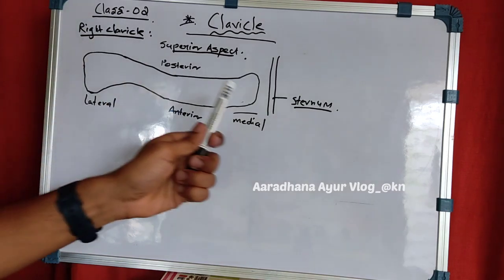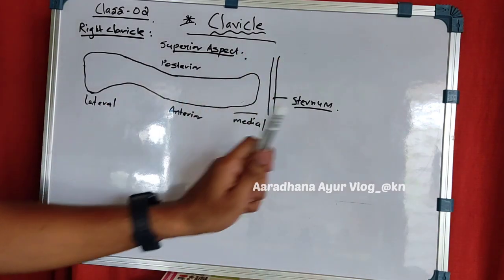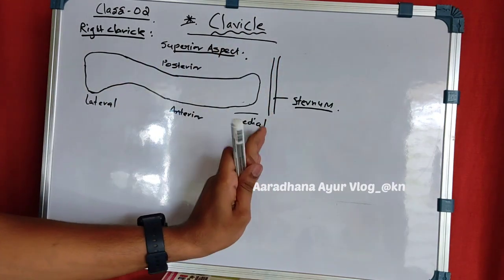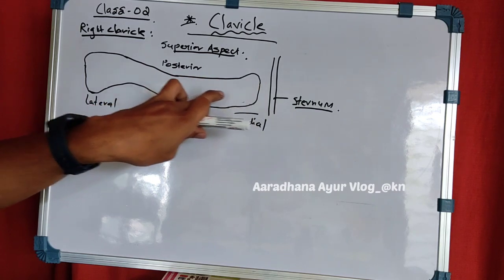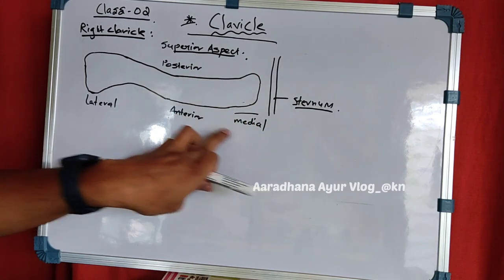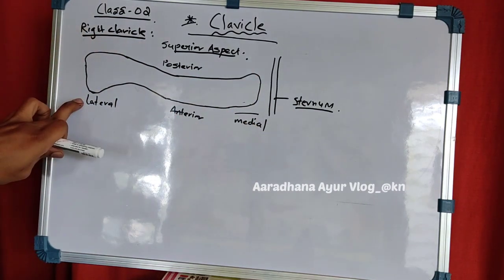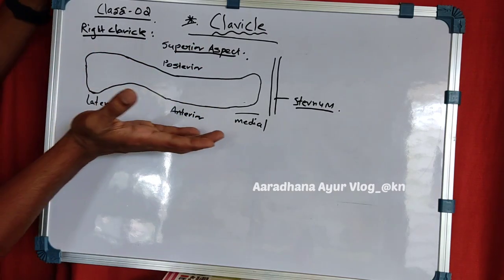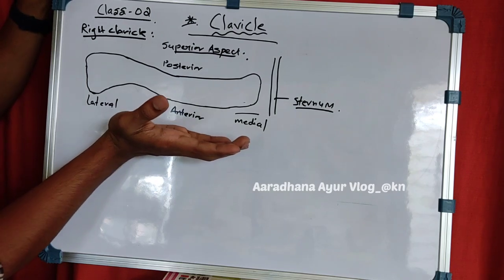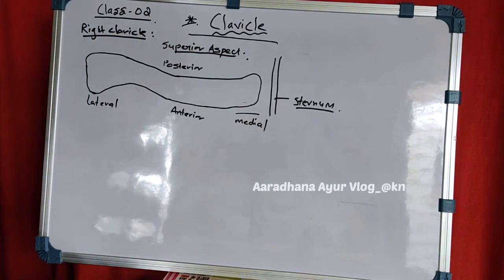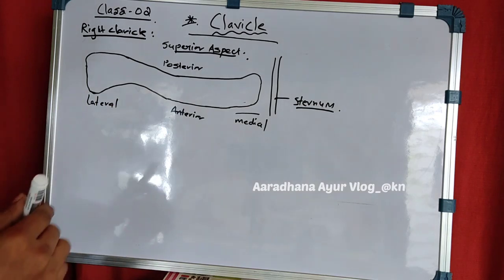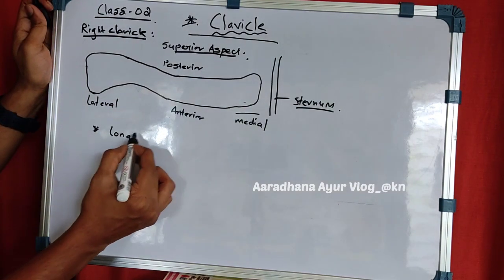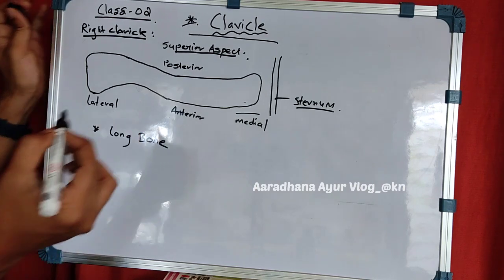So considering this as a clavicle bone and this as the sternum, this is the middle part, this is a right clavicle. This portion we will be calling the medial, and here we will be calling the lateral. We are seeing the superior aspect, so the front side will be the anterior and the back side will be the posterior part. First of all, the clavicle is a long bone.